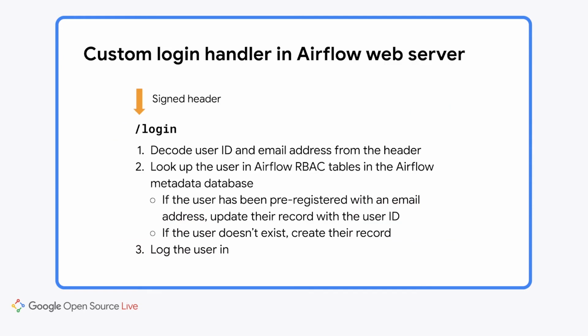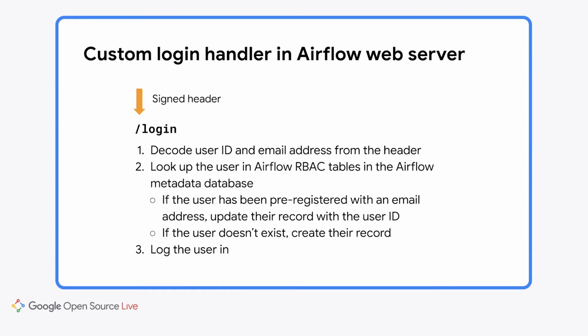And that's exactly what we did by implementing a custom login handler in the Airflow web server. The handler decodes user ID and email address from the header, looks up the user in Airflow RBAC tables in the Airflow database, and if the user has been pre-registered with an email address, updates the records with the user ID, or if the user doesn't exist, it creates a new record in the database for this user.